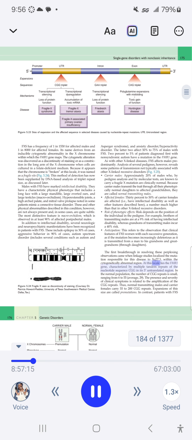At this locus lies the FMR1 gene, characterized by multiple tandem repeats of the nucleotide sequence CGG in its 5' untranslated region. In the normal population, the number of CGG repeats is small, ranging from 6 to 55, average 29. The presence and severity of clinical symptoms is related to the amplification of the CGG repeats. Thus, normal transmitting males and carrier females carry 55 to 200 CGG repeats. Expansions of this size are called premutations.